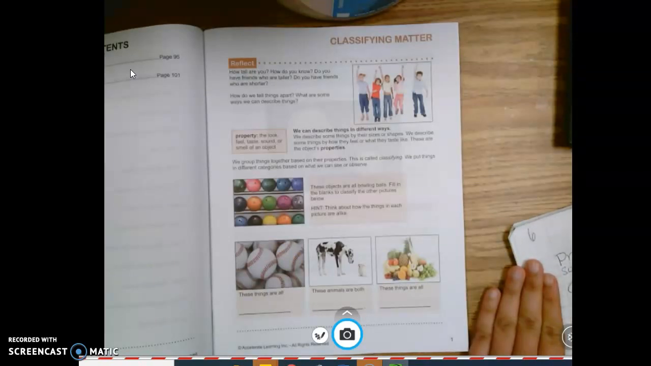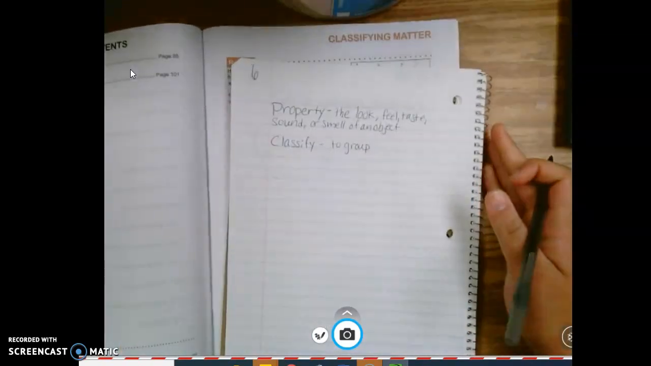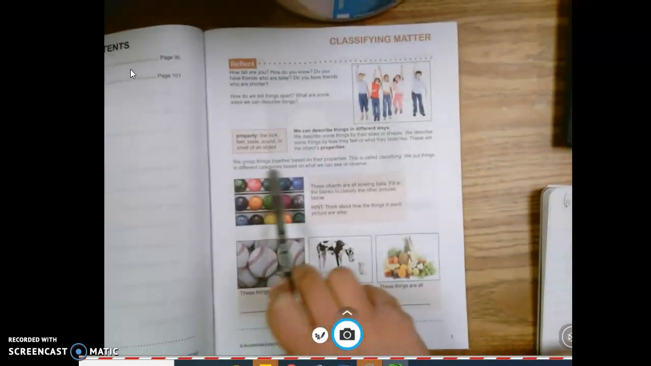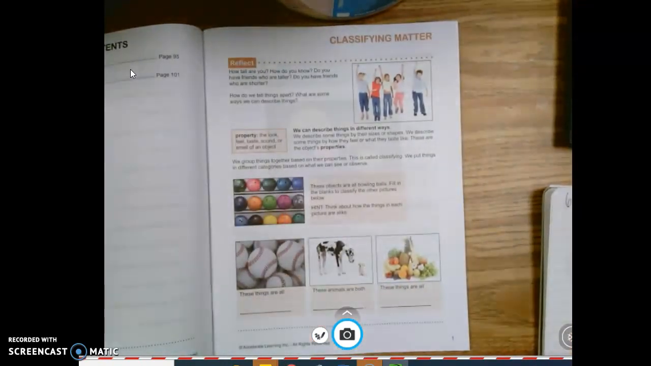Classify means to group. And again, this is going to be in our science journal online, so don't worry about writing everything down. But classify means to group. So let's look at this first picture here. These objects are all bowling balls. Fill in the blanks to classify the other pictures below. So we have a picture of bowling balls here. It says, hint, there are things. Think about how the things in each picture are alike.